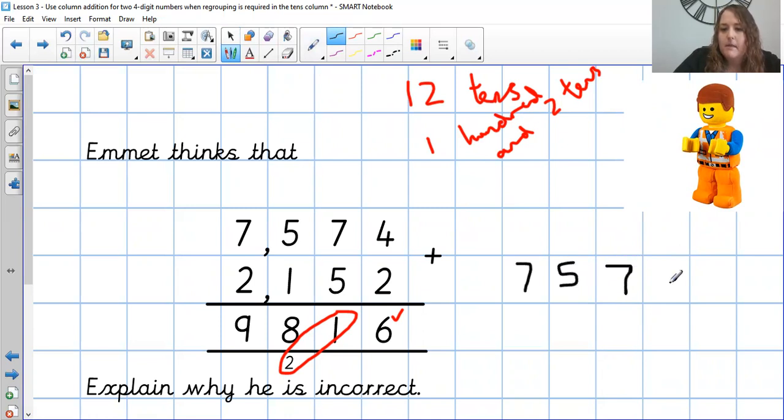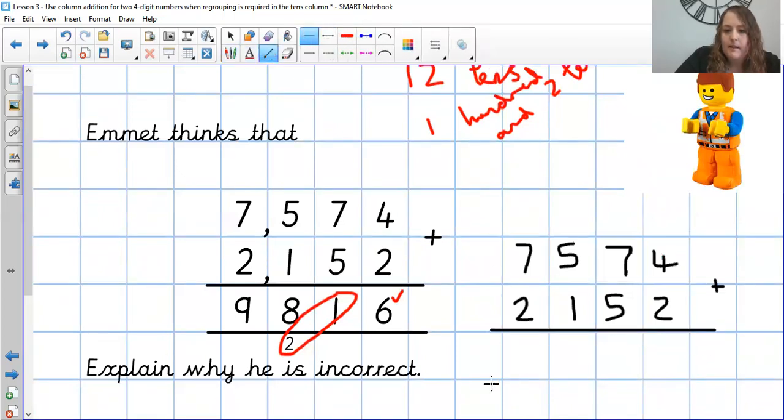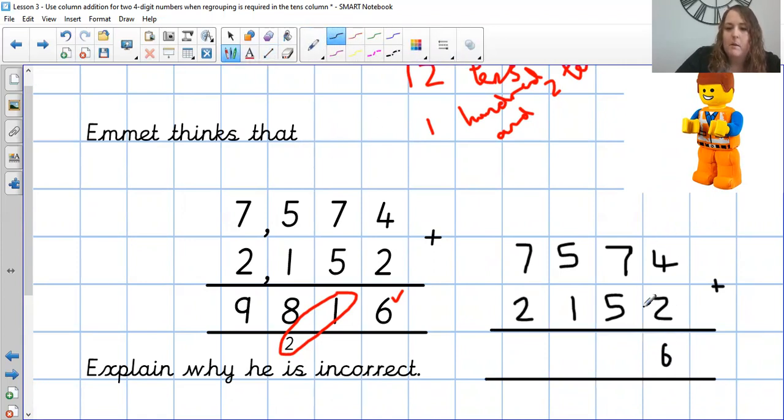7,574 add 2,152. And let's see what answer we get. So I'll move that down just a little bit. Okay. 4 add 2 is 6, so we thought that was right. 7 add 5 is our 12, so our 2 is in the tens column.